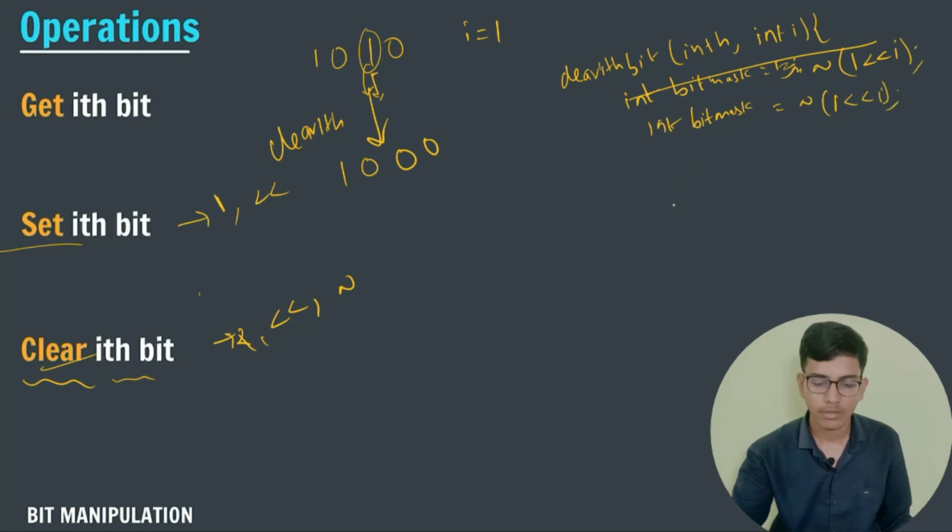After that what I will do, I will return n AND bit mask. That's all. This is the code for calculating my clearing the ith bit.